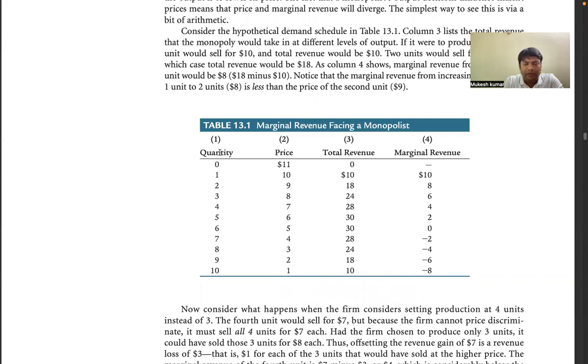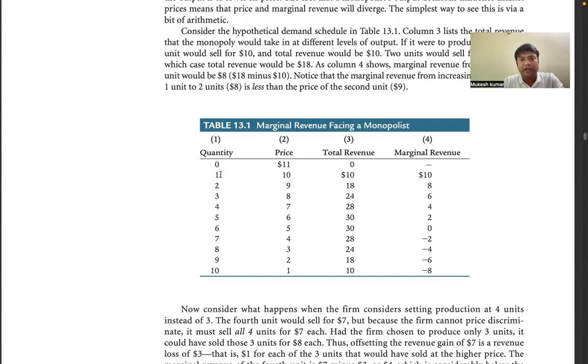The first column represents the different quantities produced and sold, the second column the price per unit, and the third column the total revenue. As you know, total revenue is the product of price and quantity sold, and marginal revenue is the additional total revenue due to selling additional units of the good. So from zero, if we start, it is $11 here per unit, and so on.